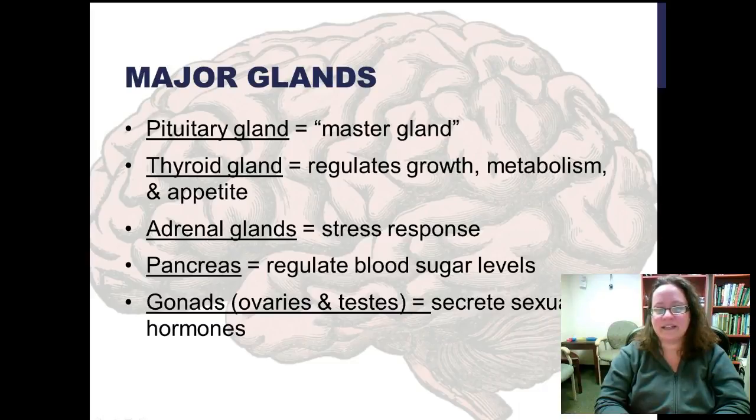The thyroid gland, I think we talk a little bit about that one in motivation and emotion with hunger, but it helps us to regulate a lot of our appetite. The adrenal glands will come back up when we talk about stress and coping. So with this, we've got the adrenal glands releasing cortisol and things like that that help us to regulate our stress response. The pancreas is important for blood sugar, and the gonads. So the gonads, we'll talk about that in motivation and emotion, talk about human sexuality. Our gonads are what kind of release those hormones to help us regulate that.